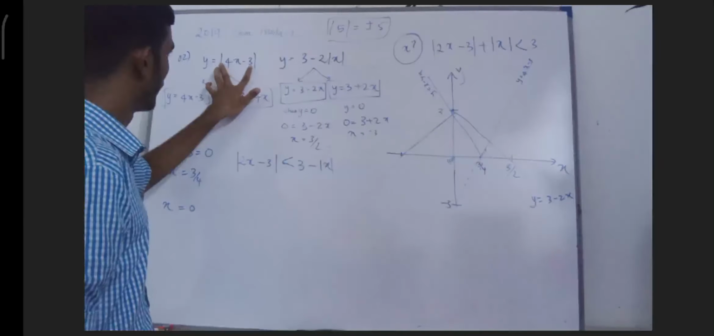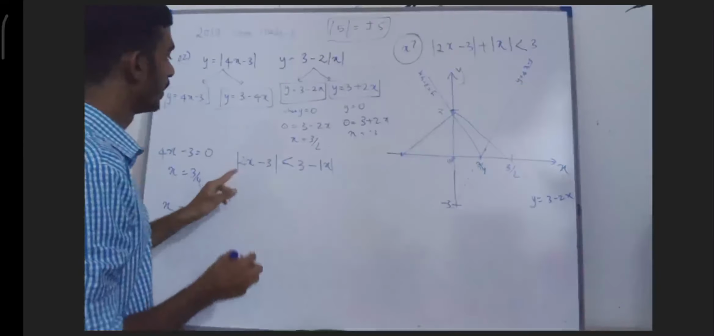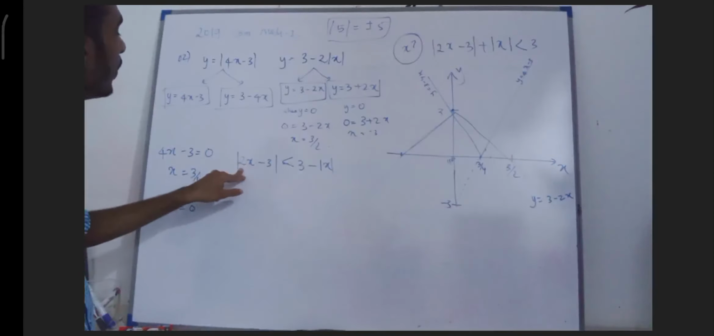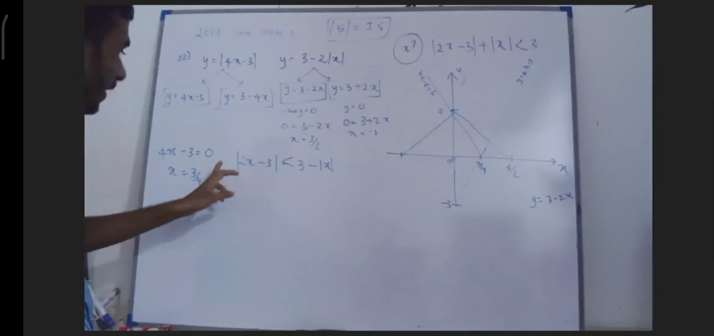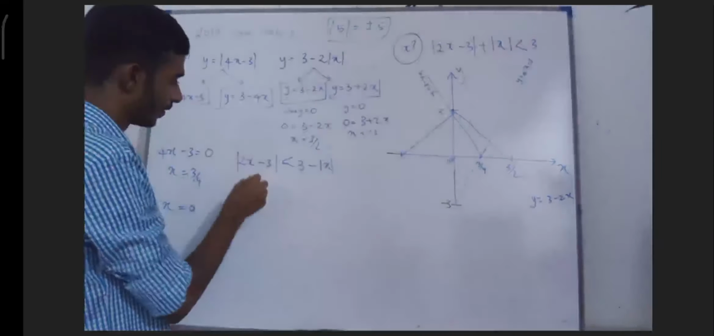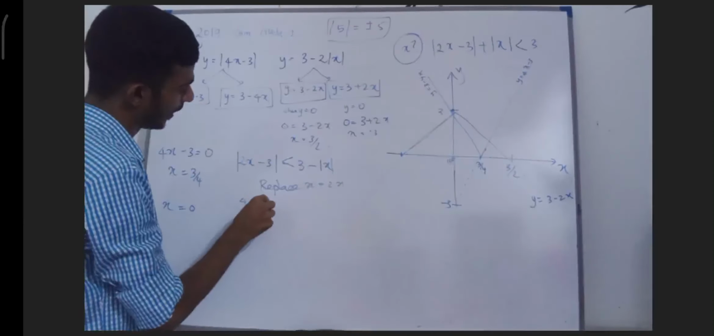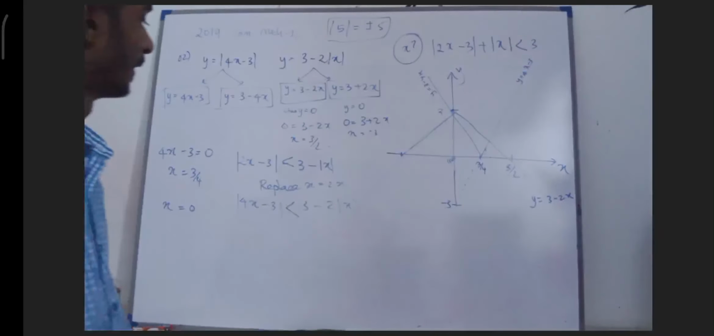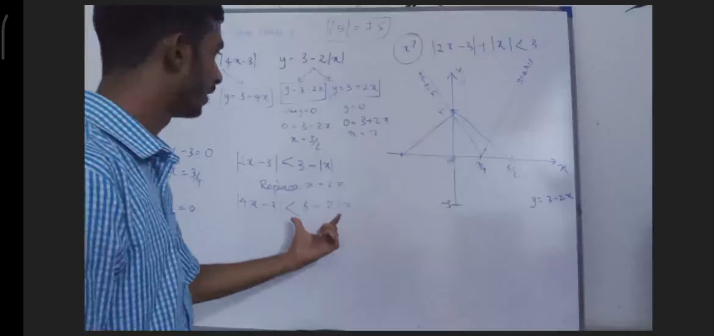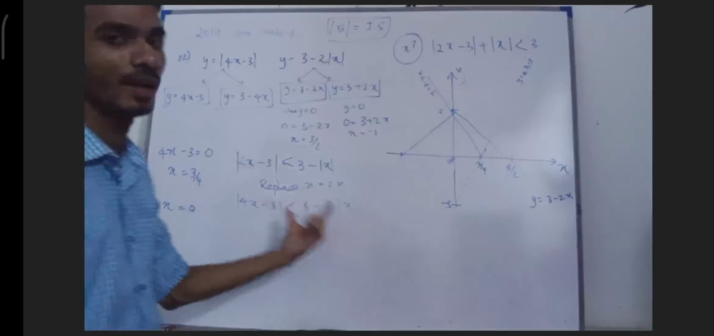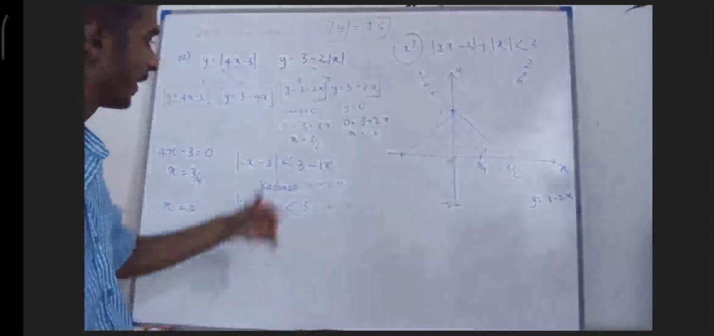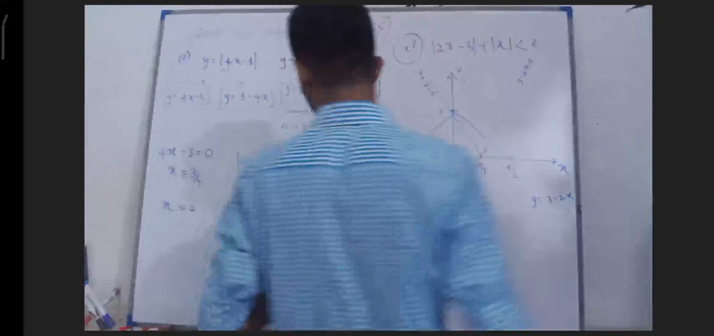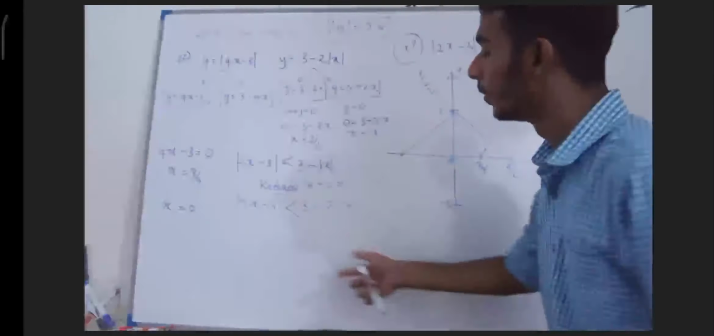So what I am going to do is, now I have to obtain 4x here. So I can replace x is equal to 2x. If I replace x is equal to 2x, I will obtain 4x minus 3 is less than 3 minus 2 mod of x. Right. Now I have to find out the area or the x value satisfying this inequality. From that I can find the x value satisfying this inequality.